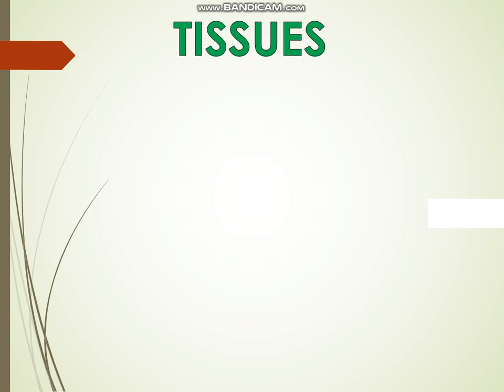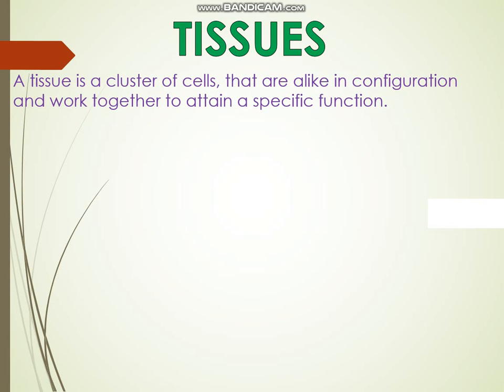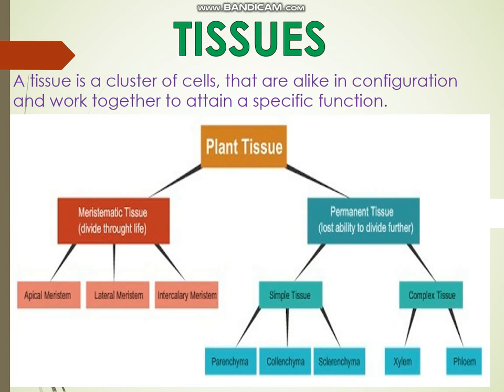Plant tissue. A tissue is a cluster of cells that are alike in configuration and work together to attain a specific function. Different types of plant tissues, including permanent and meristematic tissues, have been classified as shown in the figure.